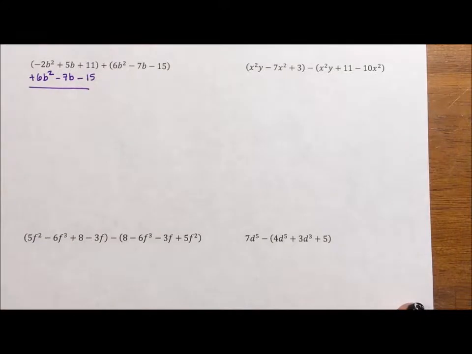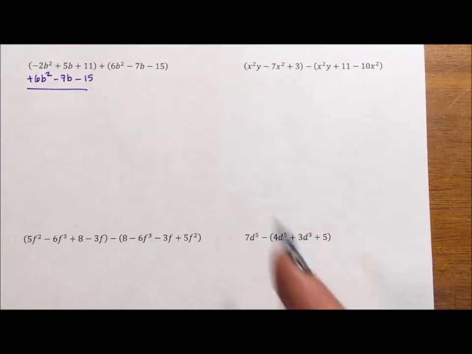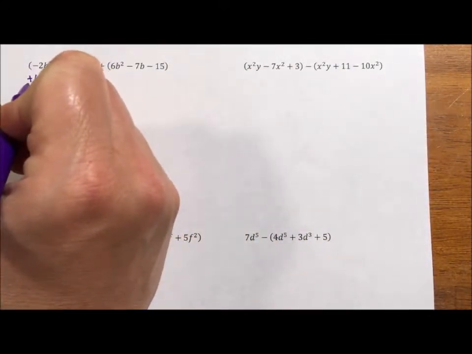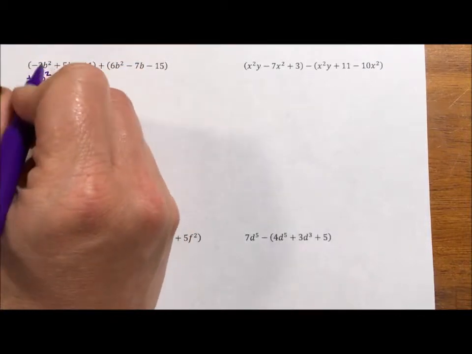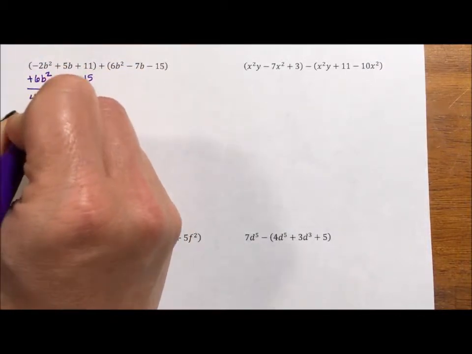Okay, then I'm going to add down. I think adding down is a really important part of this process. Negative 2 plus 6, the signs are different. We subtract, the positives win. I have a 4b squared.